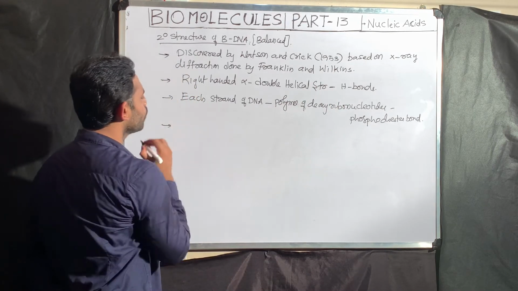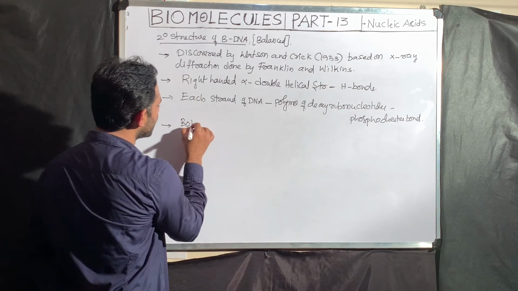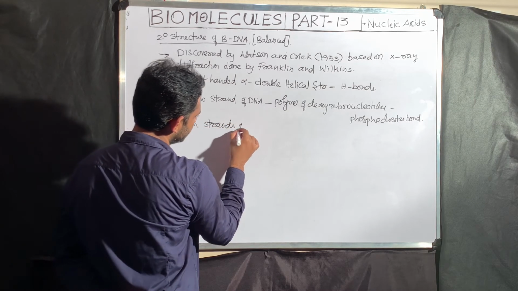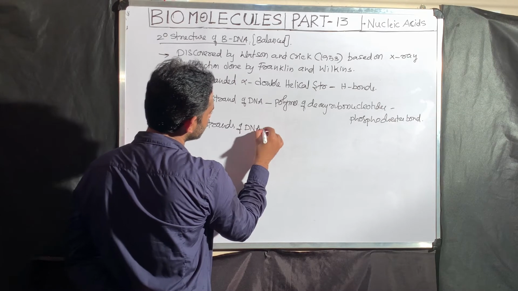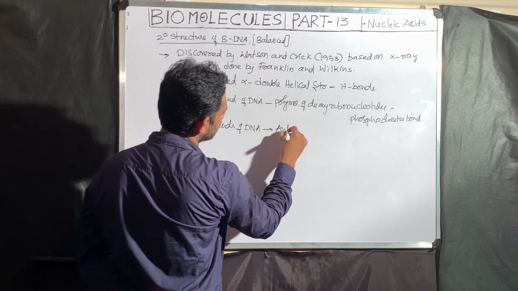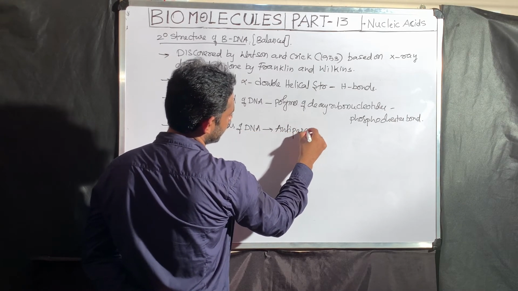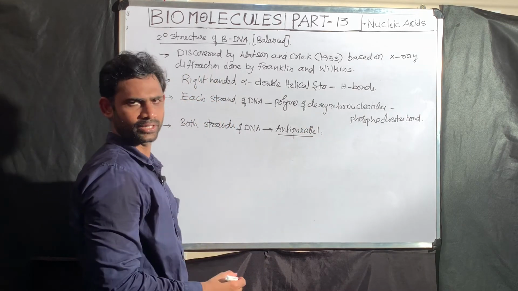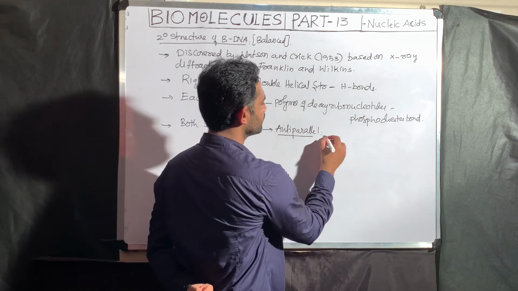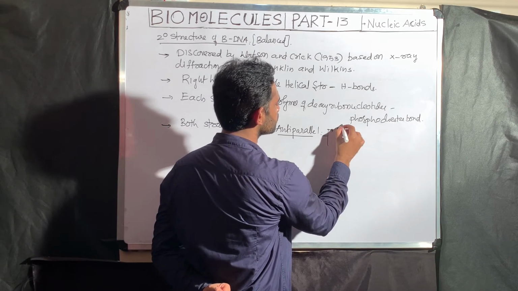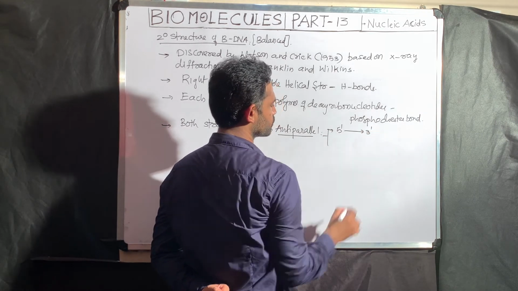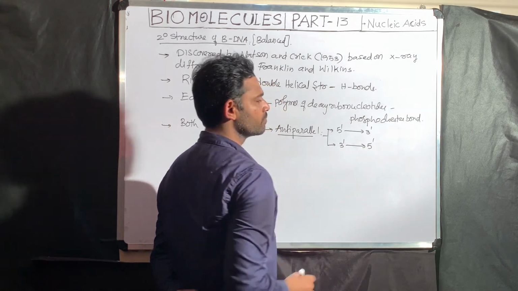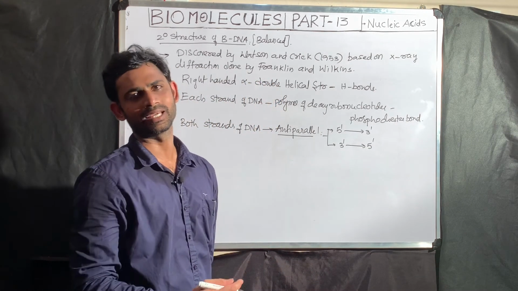Next, both strands of DNA are anti-parallel. Anti-parallel, what is the meaning? It moves in the opposite direction. For example, if one strand runs in the 5' to 3' direction, the other strand runs in the 3' to 5' direction. Both are anti-parallel with each other.